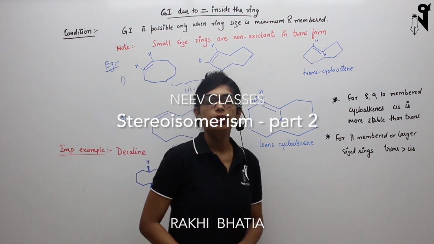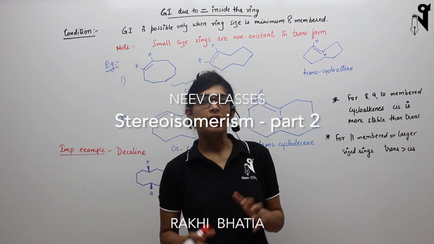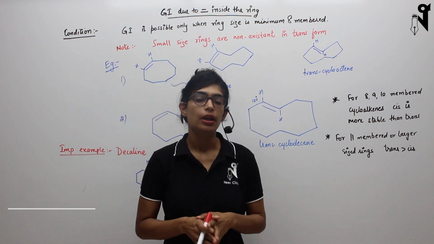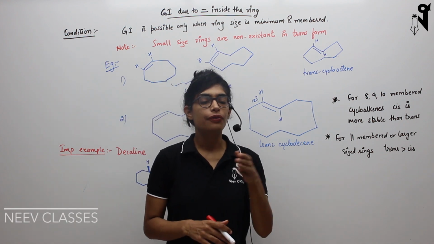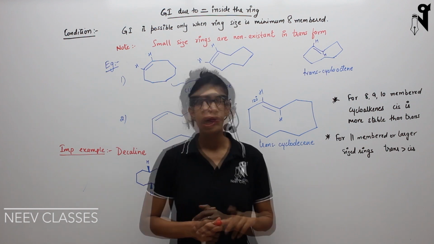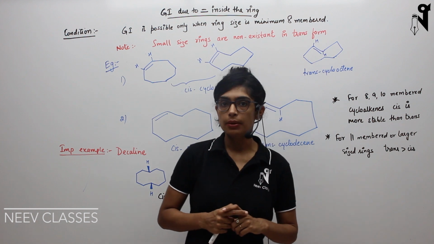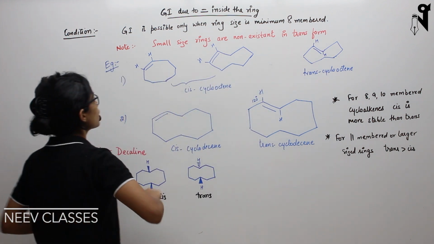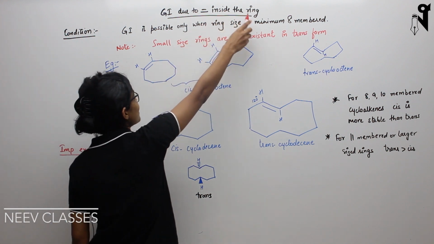So today it is the second lecture of stereoisomerism. In the last class we had discussed what is stereoisomerism, what is geometrical isomerism (GI), and in what all different conditions GI can occur. We discussed carbon double bond carbon and ring system cases. Now in today's class we will understand GI due to a double bond inside the ring.